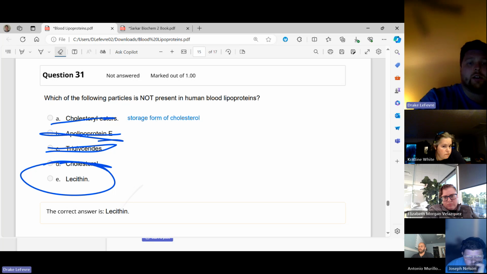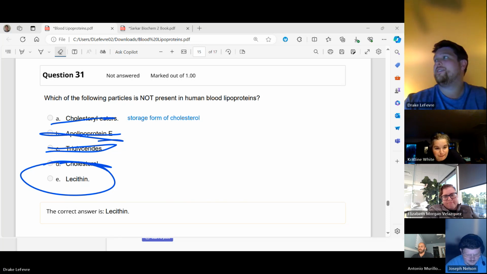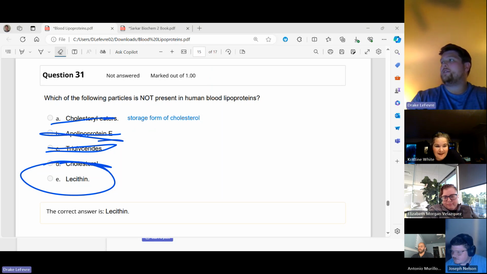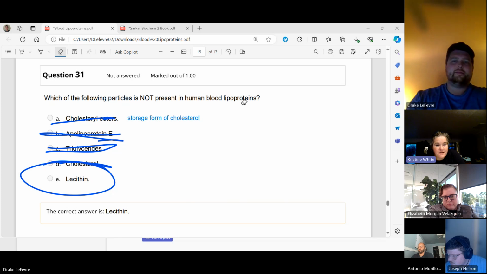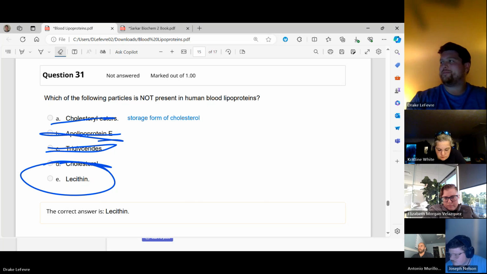So lecithin is our choice. What is lecithin? I don't know, to be completely honest with you. It's a thickener, actually, in food. Yep. Google it. Lecithin, a substance widely distributed in animal tissues, egg yolk, and some higher plants, consisting of phospholipids linked to choline. Yeah. So it's in stuff, just stuff, not in lipoproteins. Cool.